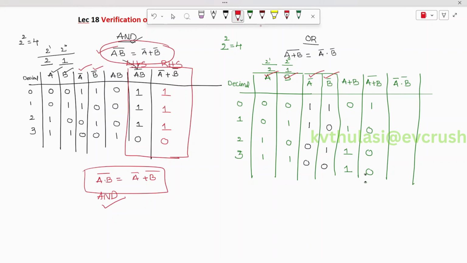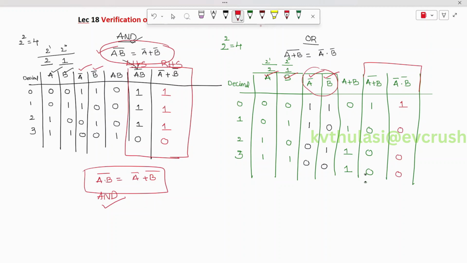Now we have to perform the product of these two. So the product of these two is how much? A bar into B bar. So the AND operation you have to perform for these two columns. When you observe here, you will get output only when both are true. So two ones are there, both are true, automatically 1. Only one is true, automatically 0. Only one is true, automatically 0. Two zeros are there, automatically 0.